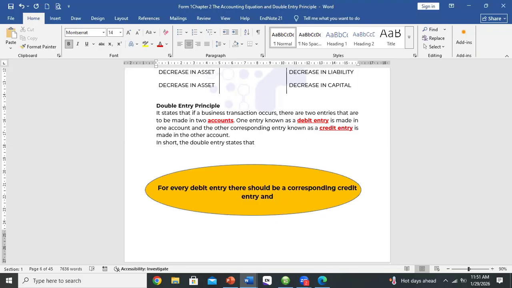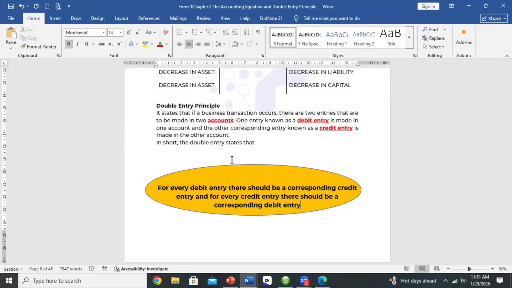And for every credit entry, there should be a corresponding debit entry. So that's it. That is the principle. If you're asked to state the principle, if you're asked to explain, then after stating, you go ahead to give us the length and breadth of the principle. So what the principle means is that every transaction basically has two effects. Okay. I think I hinted you about this.